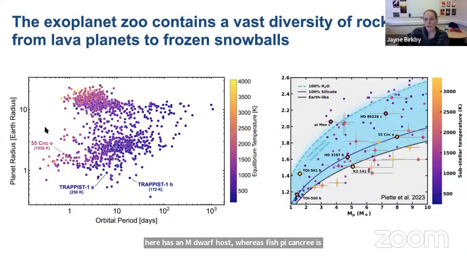So what do we learn from this? What can we find out about the diversity of rocky planets, be they lava planets or frozen snowballs? And what does that mean for putting Earth in context? That's really the goal of what we're trying to do.